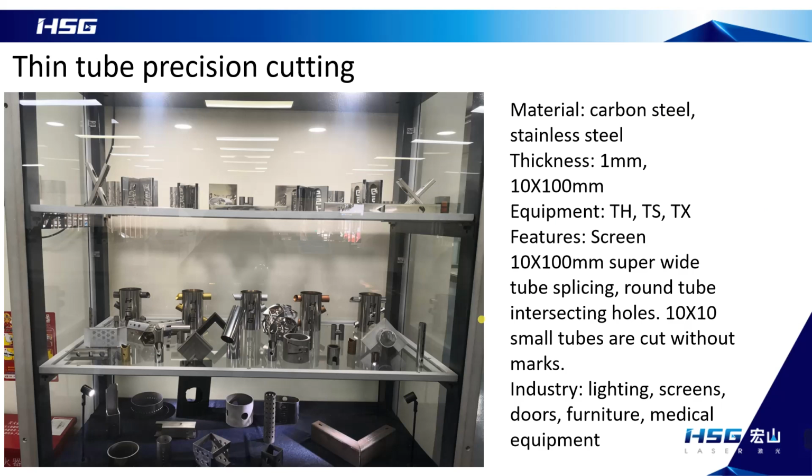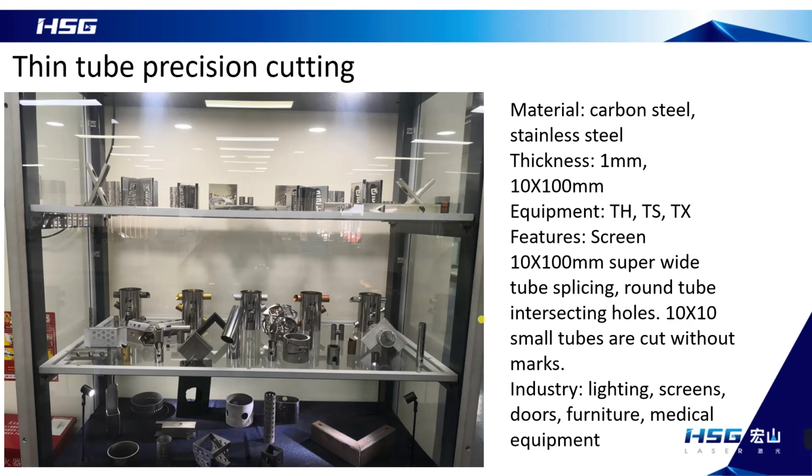This cabinet, then, has some of our thin tube precision cutting samples. Materials are divided into carbon steel and stainless steel. Thickness is 1 millimeter, size from 10 to 100 millimeters. And it uses these specialized pipe cutters like TH, TS, TX. It contains minimal tube seamless cutting, mainly used in lighting, screens, furniture, and some of our medical equipment processing industry.